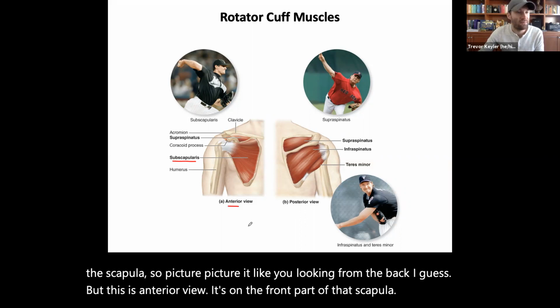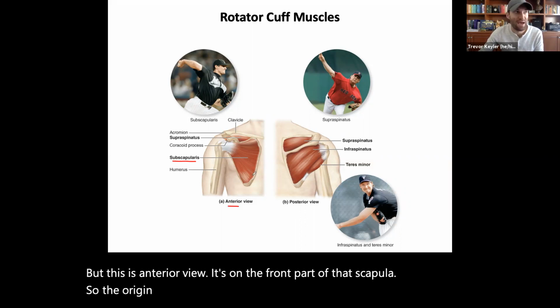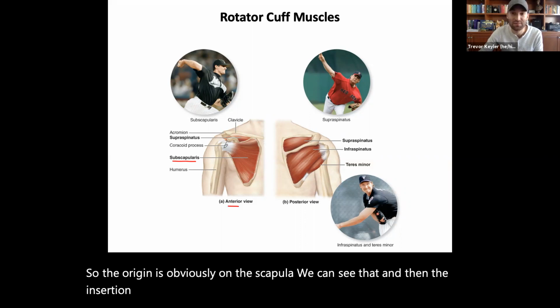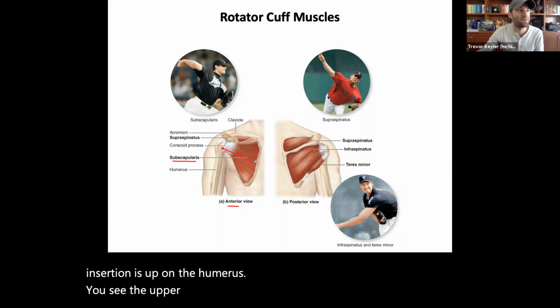So the origin is obviously on the scapula, we can see that. And then the insertion is up on the humerus, okay? You can see the upper part of the humerus here. So we have this type of orientation here.